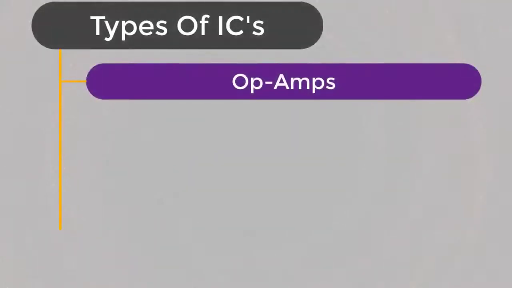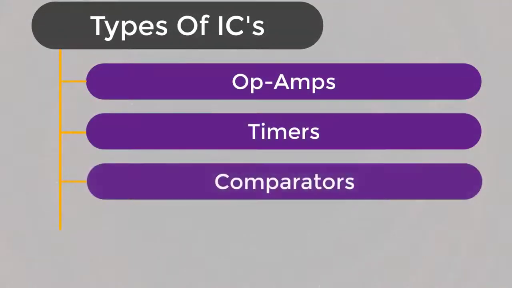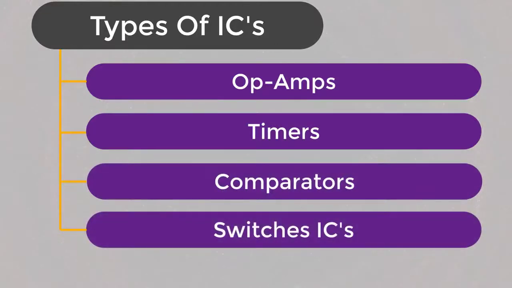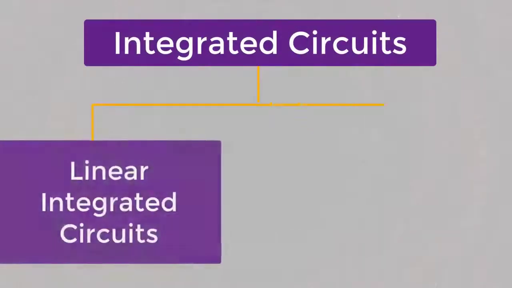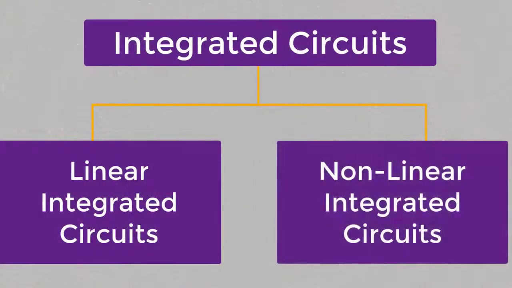Mostly used ICs in electronic circuits are op amps, timers, comparators, switch ICs, and so on. These can be classified as linear and non-linear ICs depending on their application.